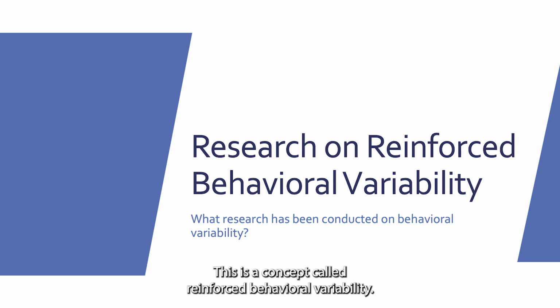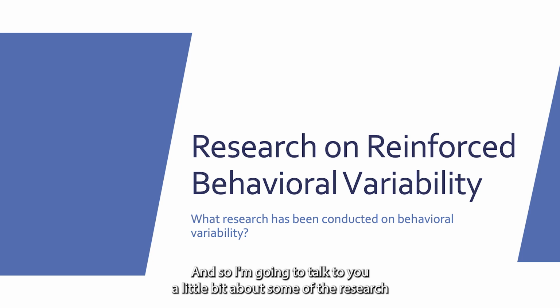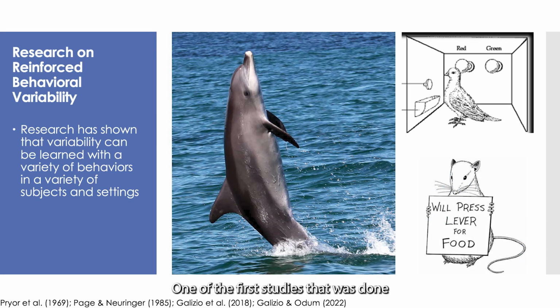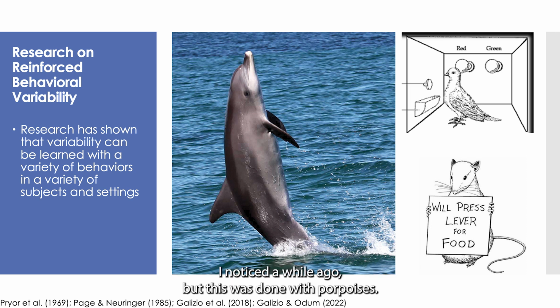This is a concept called reinforced behavioral variability, and that refers to the fact that it is learned over time. And so I'm going to talk to you a little bit about some of the research that's been conducted on this concept of reinforced behavioral variability. One of the first studies that was done showing this concept was done by Pryor and colleagues, 1969, I know that's a while ago, but this was done with porpoises.